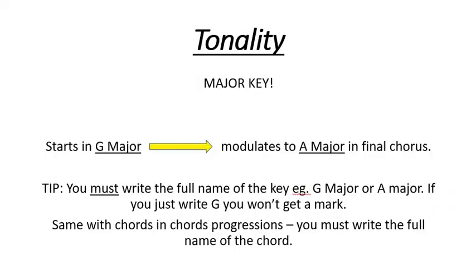Okay, tonality. So it's in a major key, starts in G major, modulates to A major for the final chorus and the outro. It's really important that you must write the full name of the key. If you just write G, then it's not right, because that could be G major or minor. It's the same with the chord progressions, so you have to write the full name of the chord. Are they major, are they minor, are they seventh chords? We must remember that when it comes to tonality. Other than that, it's fairly straightforward. So let's move on to the last one.